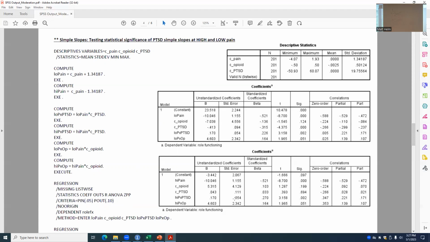Okay, I just wanted to clarify: when we ran this model, the reason that we included centered opioid, even though that's not what we were looking at, is just because it's part of the original overall model? Mhm. And so for this simple slopes, opioid isn't involved, right? We're just looking at the moderating effect of pain on PTSD, or excuse me, PTSD on role functioning at high and low levels of pain. So we're leaving opioid out, right?